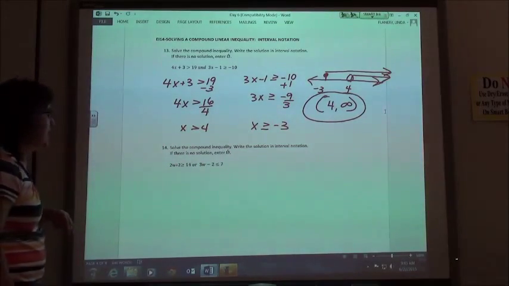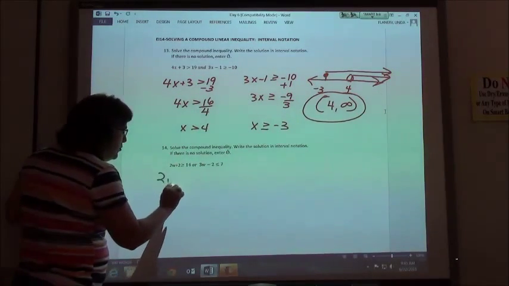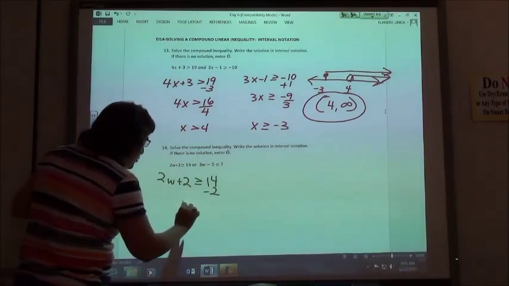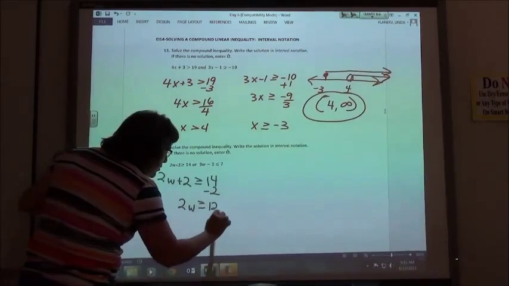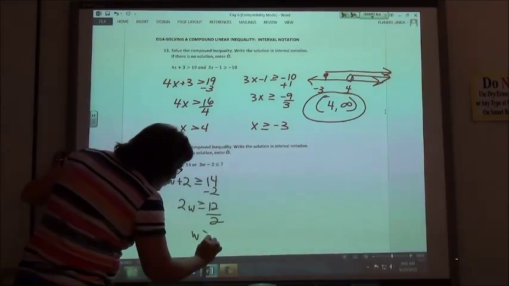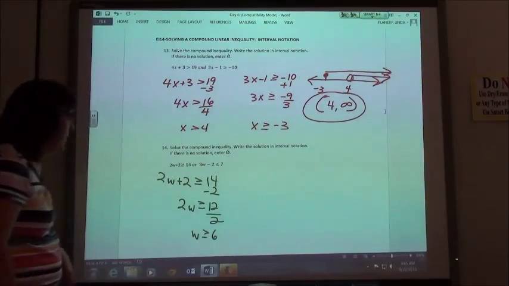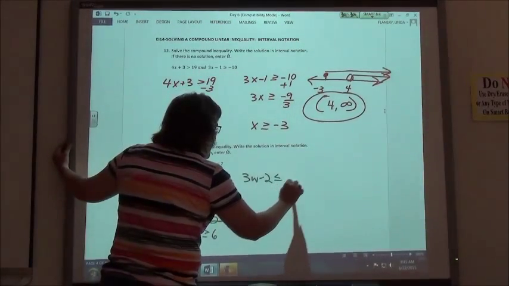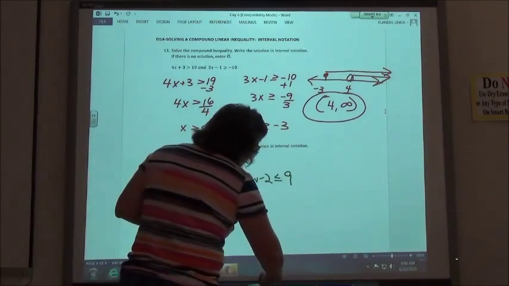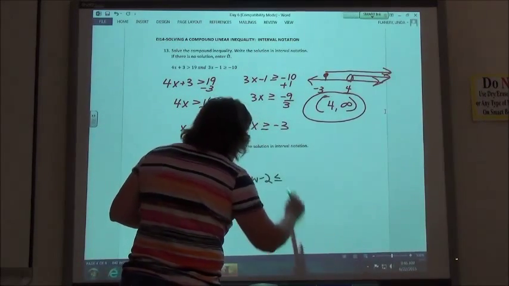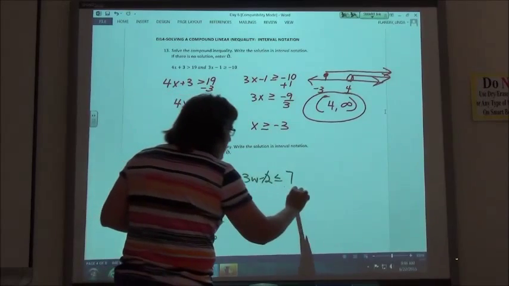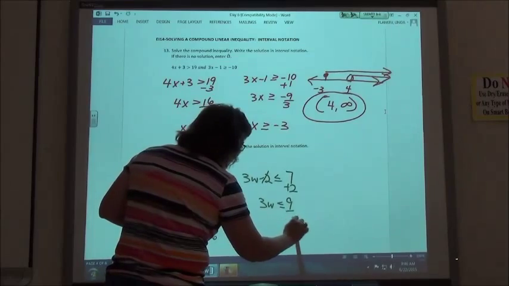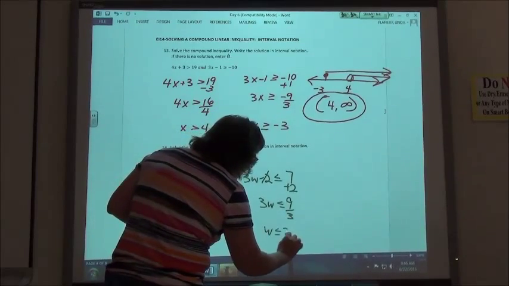So number 14, if I'm going to solve that one, I have 2w plus 2 is greater than or equal to 14. I would minus my 2. 2w is greater than or equal to 12 and divide by 2. w is greater than or equal to 6. On my other one, 3w minus 2 is less than or equal to 7. I'm going to add my 2. 3w is less than or equal to 9. Divide by 3. w is less than or equal to 3.